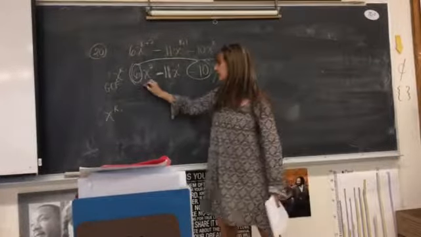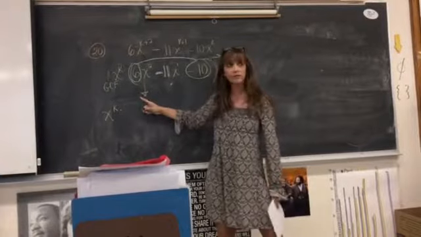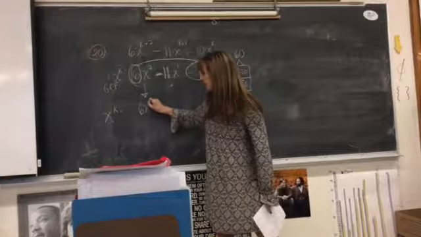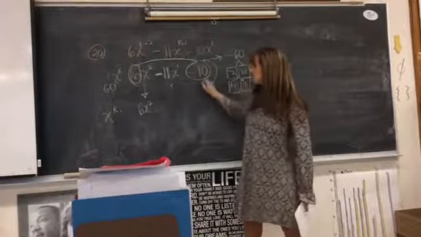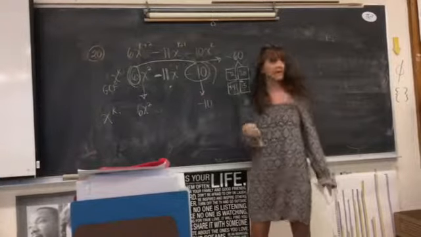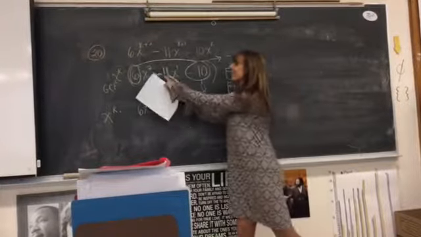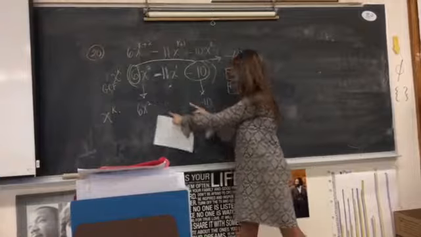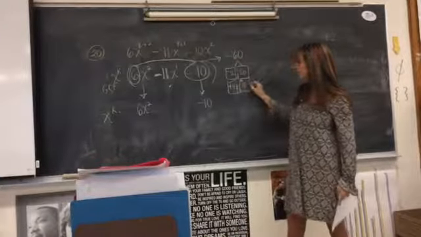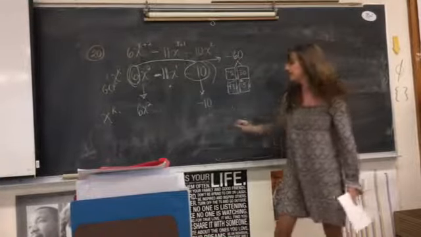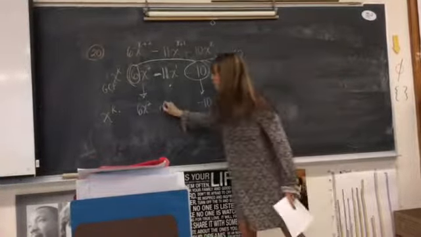So then what do you do? You drop down the first term of the trinomial, drop down the 6x squared. You drop down the negative 10, the last term. And you split the negative 11x into 4x and negative 15x. And then you've broken it down into 4 terms, and you're going to regroup.